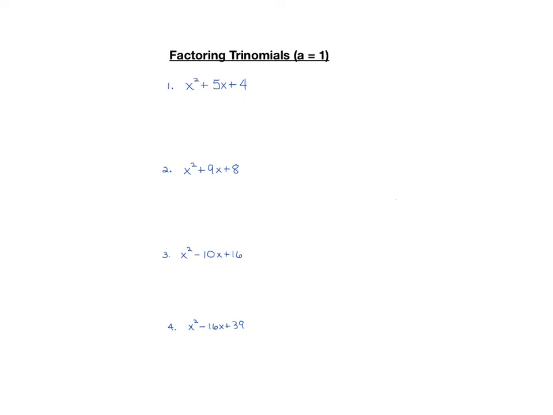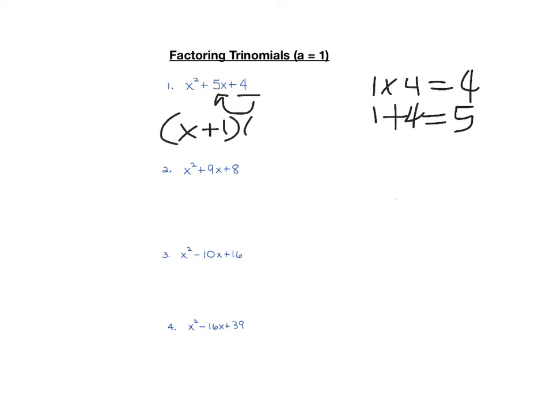So these were the examples we did on Monday. So again, factors of 4 that add to give you 5, and those factors were 1 times 4, because 1 plus 4 gives you 5. So 1 times 4 is 4, but 1 plus 4 is 5. So again, you make them into binomials. Write the first term, you square root it, and put an x and an x, and then you put the 1 and the 4.